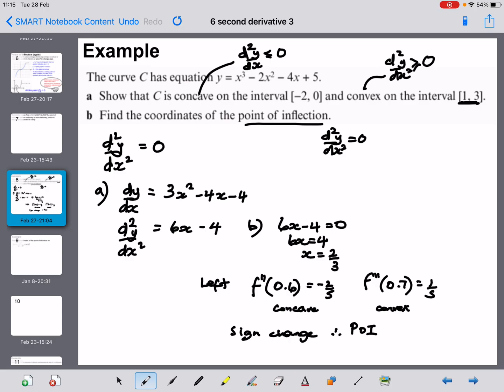And the only other thing to do, because it wants the coordinates, is work out the y value. So if we set x equals 2/3 and substitute that into the original function, then 2/3 cubed minus 2 lots of 2/3 squared minus 4 lots of 2/3 plus 5 gives us y equals 47/27. So the point of inflection has coordinates 2/3 and 47/27.